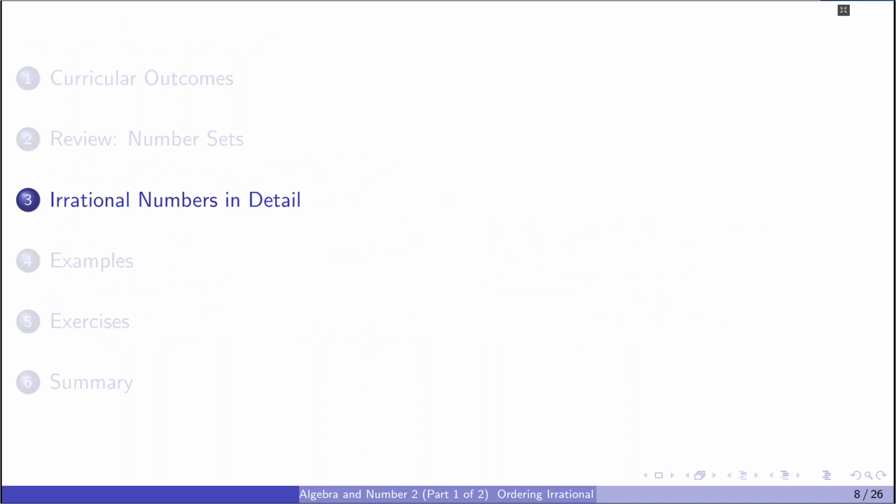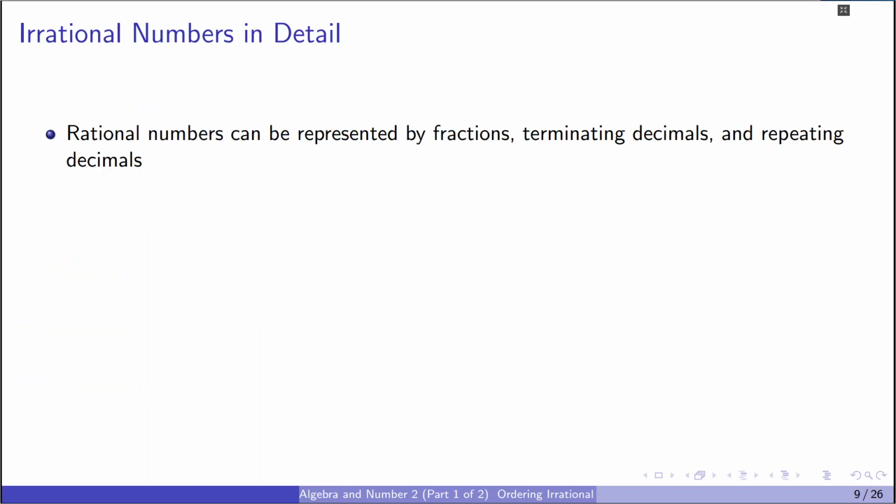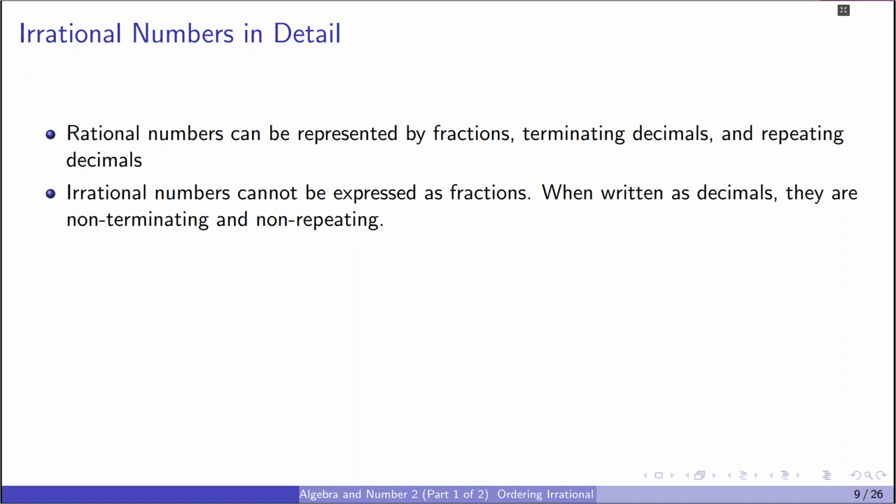All right, let's look at these irrational numbers in more detail. While rational numbers can be represented as fractions, terminating decimals, and repeating decimals, the irrational numbers, which are officially defined as all real numbers that are not rational, well, they can't be represented this way. So they cannot be expressed as fractions, at least not between two integers. And when you write them in decimal form, they are non-terminating and non-repeating.